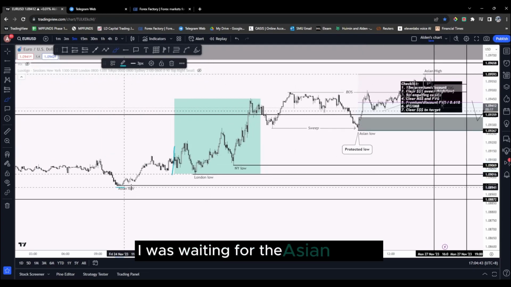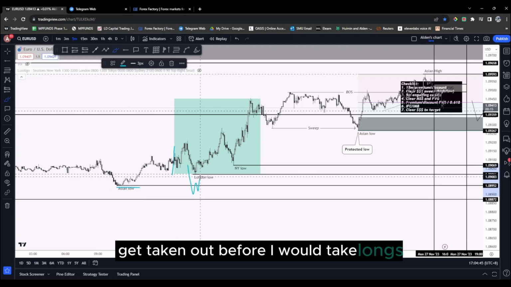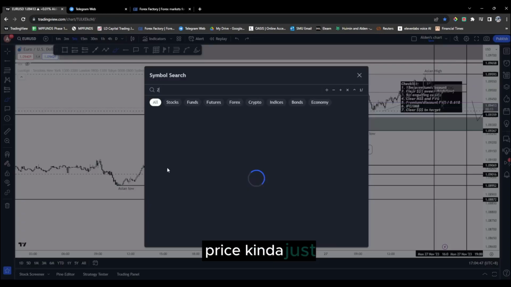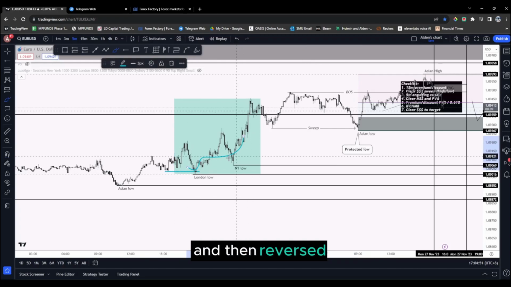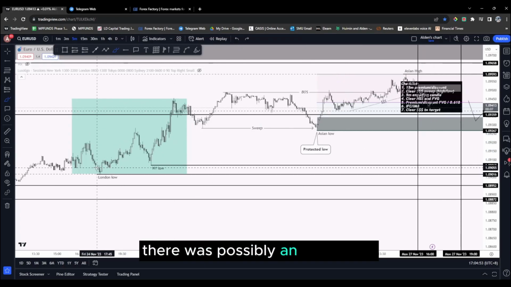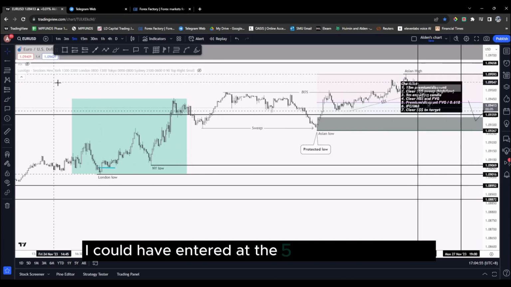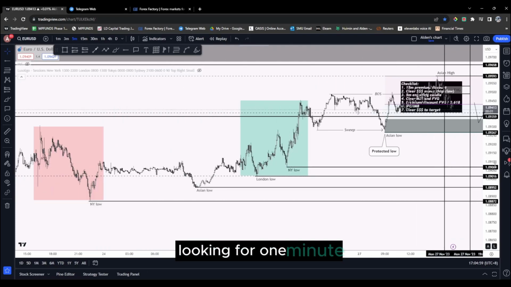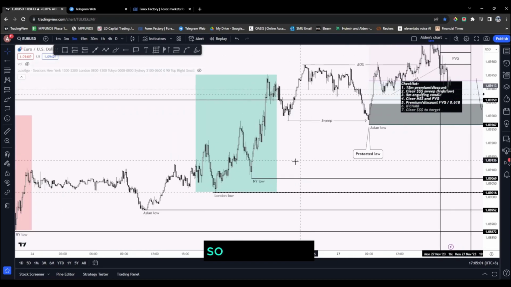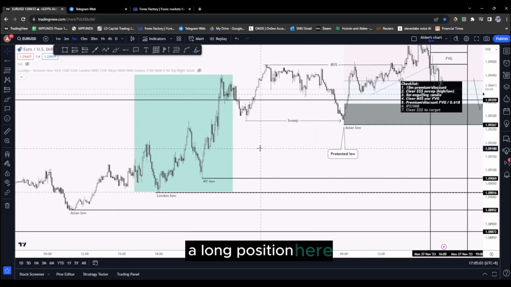I was waiting for the Asian low to get taken out before I would take longs, but price just swept the nearby liquidity here and then reversed. There was possibly an entry here. I could have entered at the 5-minute fair value gap, but I didn't. I was looking for a 1-minute entry to be more precise, so I didn't take a long position here.